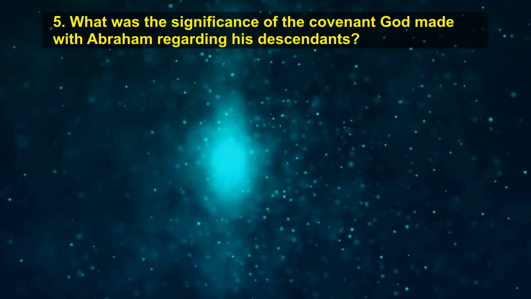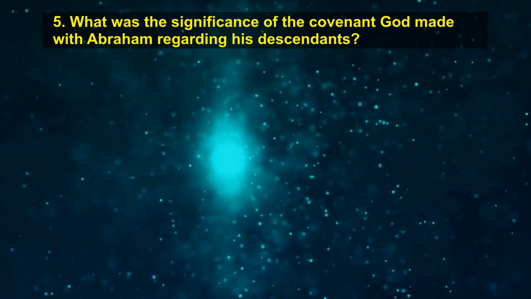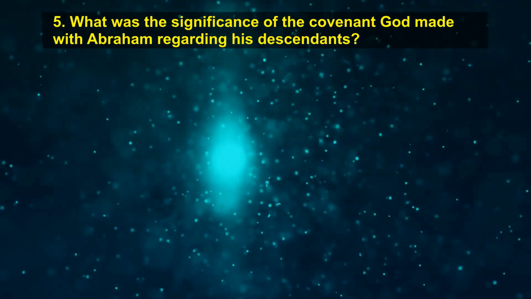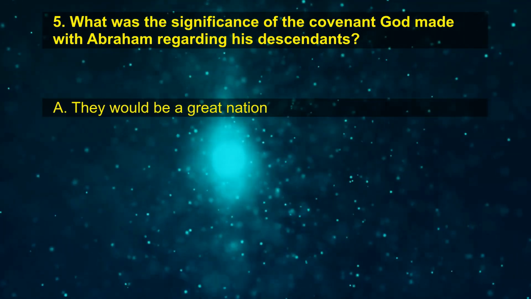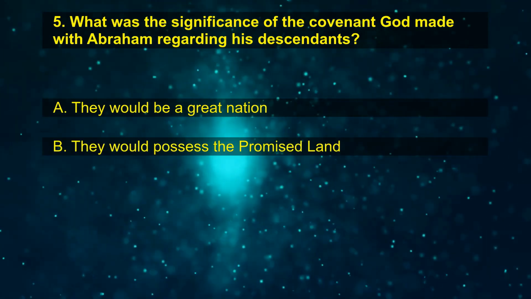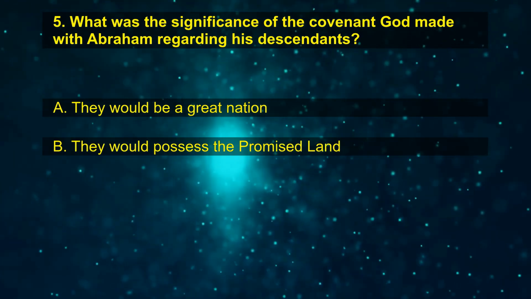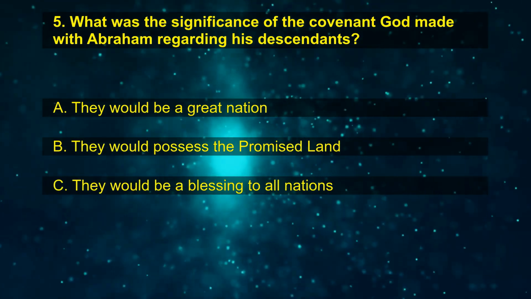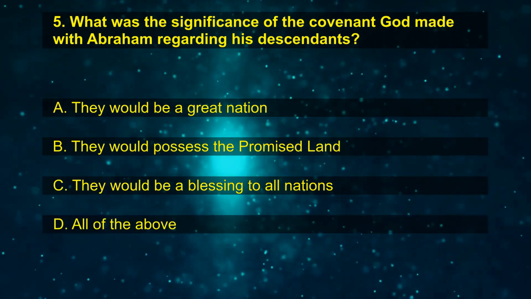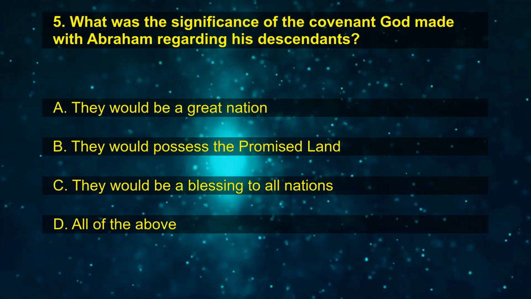5. What was the significance of the covenant God made with Abraham regarding his descendants? A. They would be a great nation. B. They would possess the promised land. C. They would be a blessing to all nations. D. All of the above.